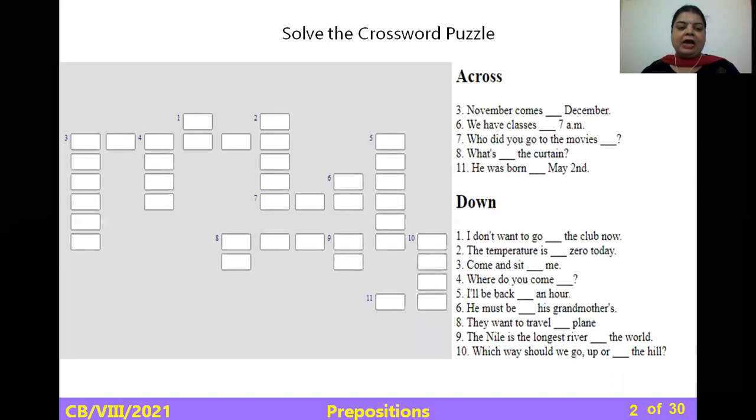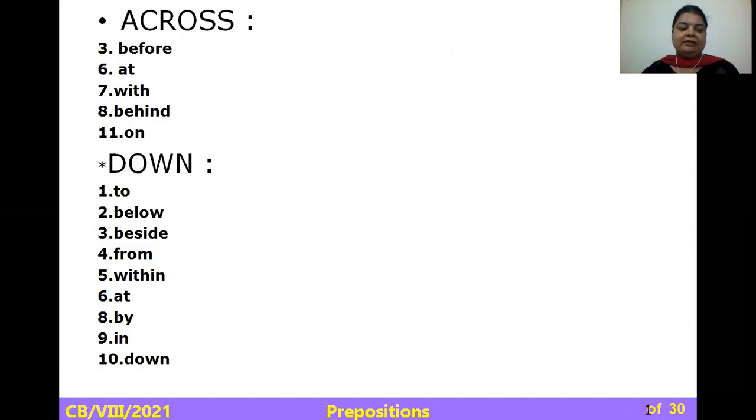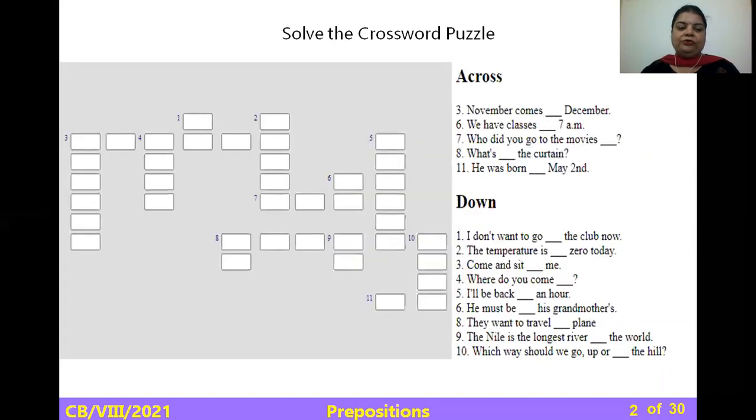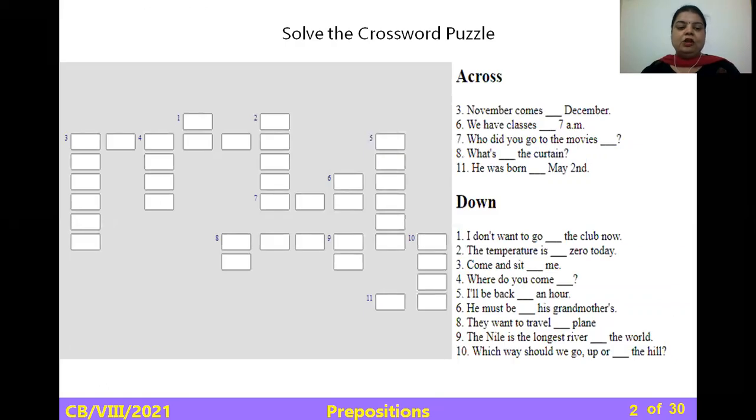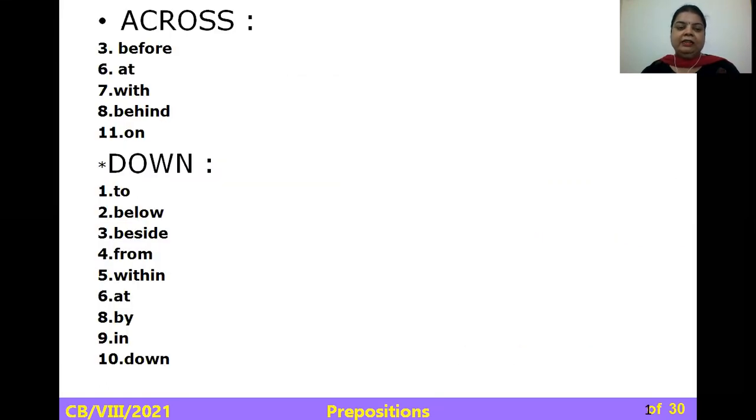He must be at his grandmother's place. They want to travel by plane. The Nile is the longest river in the world. Which way should we go? Up or down the hill?